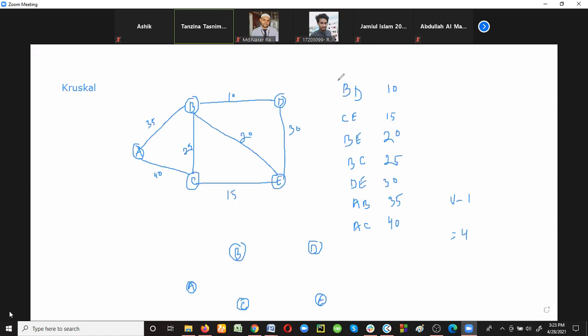Okay, so now at first we will take this one, BD. So this is the vertex B and this is D. We can create an edge between B and D. And what is its weight value? 10. So the first edge is BD.